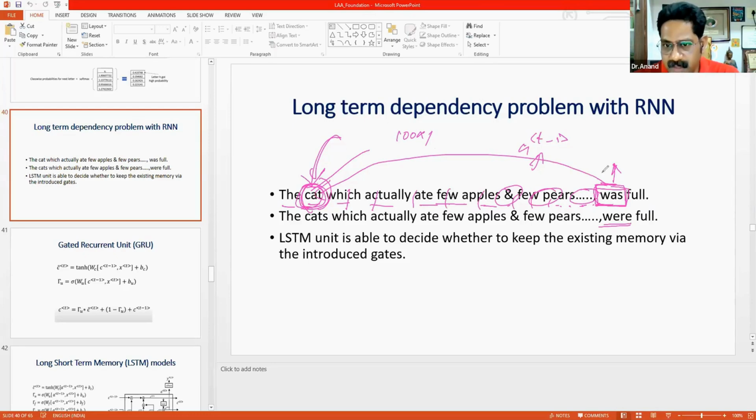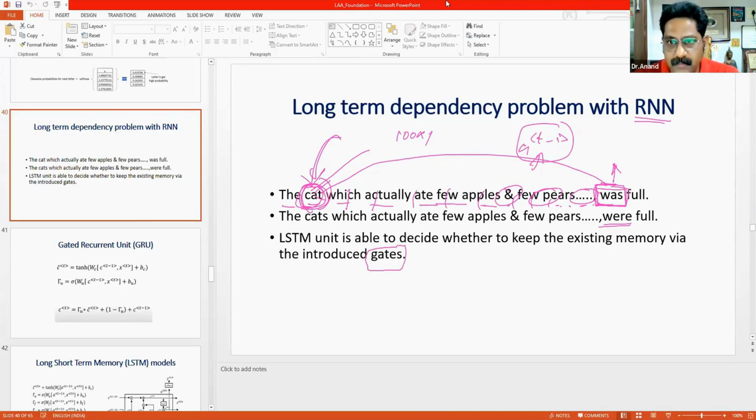So we have to modify our equation in such a way that I need to have some kind of dynamic memory, not a static memory for a t minus 1. So how are we going to solve this static memory problem experienced by your RNN? How are we going to introduce the dynamic memory? With the help of a gating mechanism.